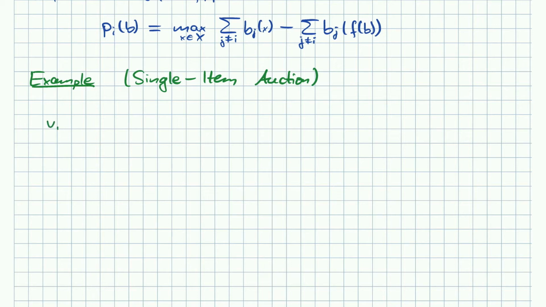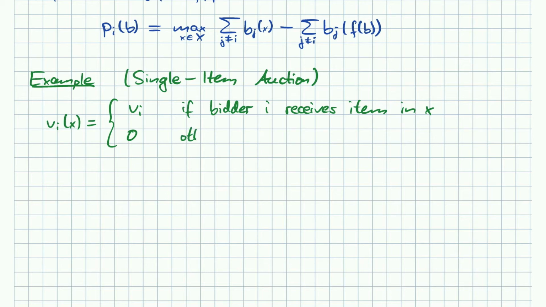What were the valuation functions for the case of a single item auction? Well, we were again overloading notation. v_i was also just the value that the bidder was associating to the item, and not only the valuation function. And we were then saying v_i(x) is equal to v_i if bidder i receives the item in x, and it is 0 otherwise.